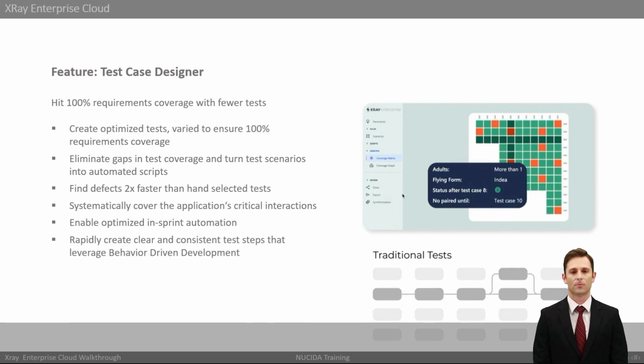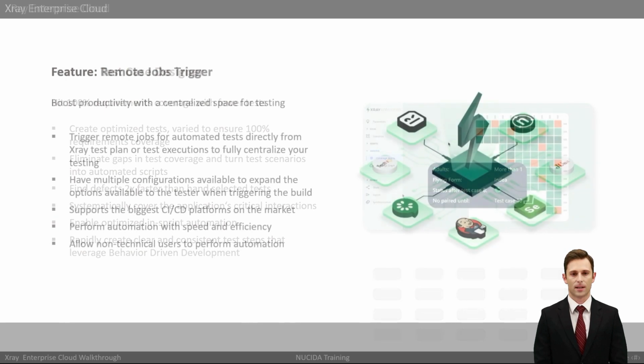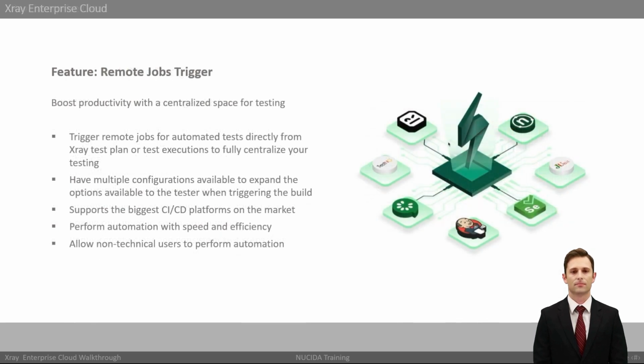To this end, the tool carefully constructs combinations of test conditions to achieve the highest possible requirements coverage with the fewest possible tests. In the bottom right corner of this slide, you can see a representation of traditional test cases versus the Test Case Designer, where you are able to test 100% of the functional interactions every time with fewer steps. Again, avoiding wasteful repetition while systematically covering all user-specified requirements and all the application's critical interactions with the lowest possible number of tests.